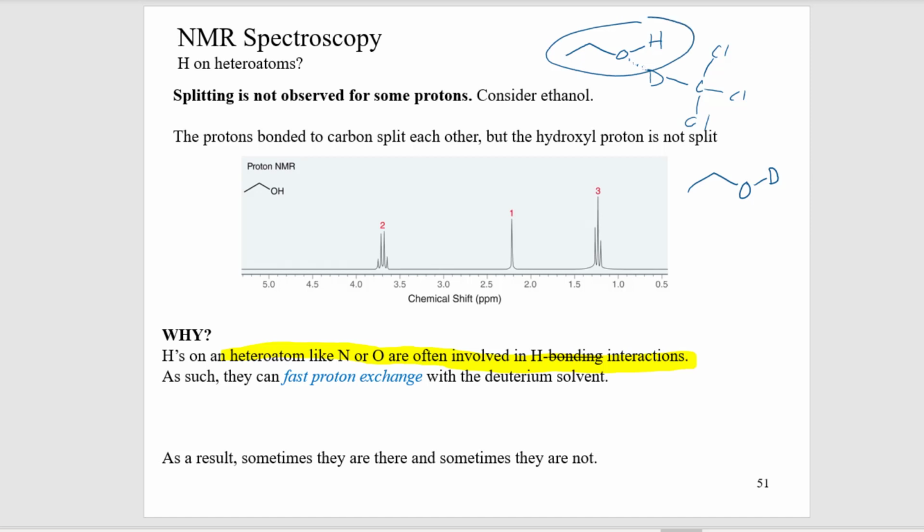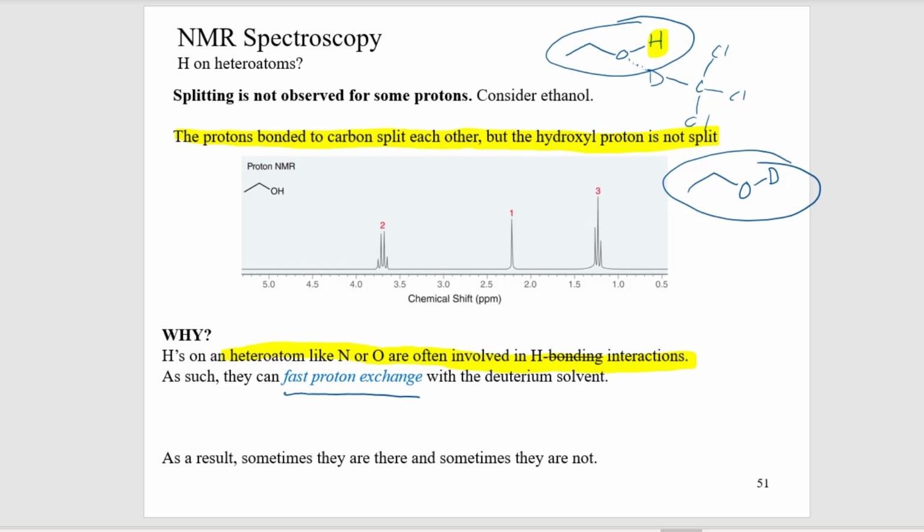But sometimes it is there, and sometimes it isn't there because it's in a fast proton exchange. That's what's written right here with the solvent. So sometimes it's there, sometimes it's not. It's like a teenager. So if you have the ability to hydrogen bond like hydrogens on heteroatoms do, it exchanges. So even when you're there, you're not there long enough to feel the effect of the magnetic field of your neighbors in the same way. So you don't split. There's no splitting. The protons bonded to carbons split each other, but the hydroxyl proton, like the one here, because it's never home long enough to look at its neighbors, ends up not having a splitting pattern.